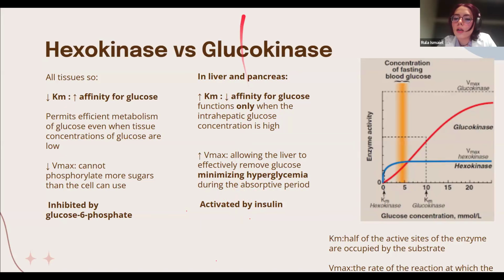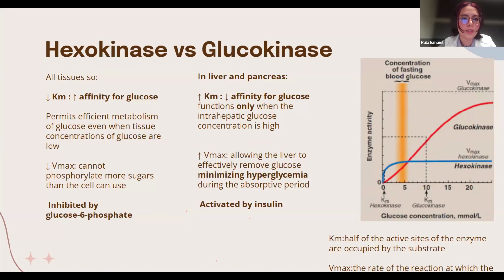Someone's asking, high Km means most of the enzymes are busy with high sugar. Let me show you on the graph. Let's take the case of glucokinase. Enzyme activity, there's a lot of sugar. Let's just say there's 20. It goes all the way up. That means enzyme activity is really, really high. Does that make sense? So in that case, I believe yes, most of the enzymes are busy with high sugar.